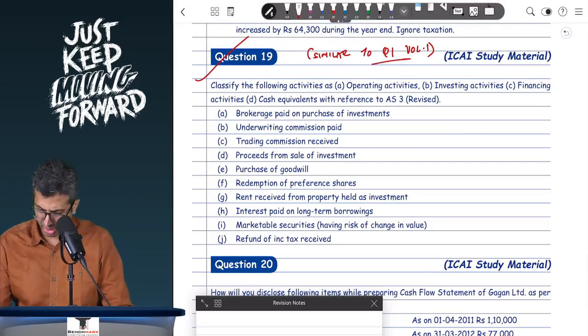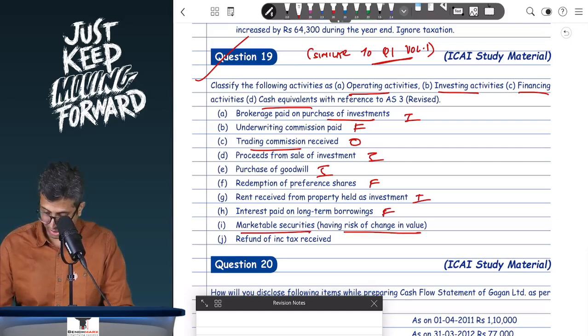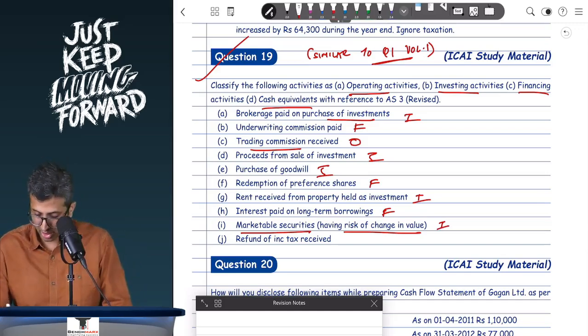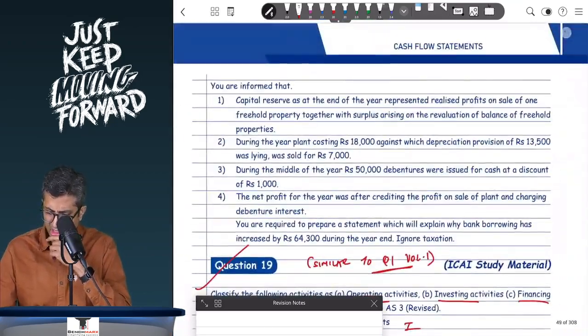Question 19, this is similar to question number 1 of Volume 1. Classify between operating, investing, financing and cash equivalents. Brokerage paid, investing; underwriting commission, financing; trading commission, operating; sale of investment, investing; goodwill, investing; redemption of preference shares, financing; property held as investment, investing; interest paid on long-term borrowings, financing; marketable securities having risk of change in value, then this is investing. Had there been no risk of change in value, it would have been a cash equivalent. And refund of income tax, operating. That is question number 19.